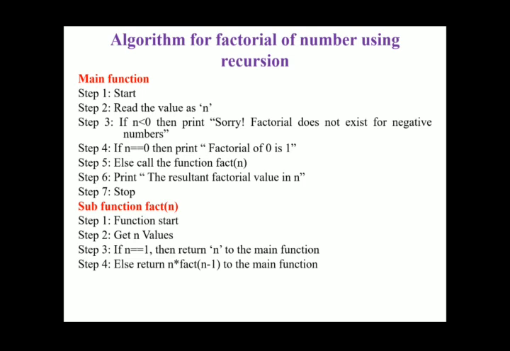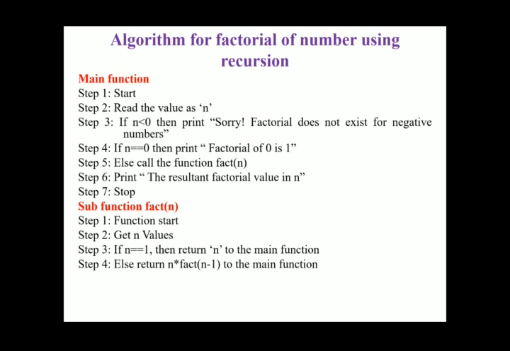Step 1 begins with the word start. In step 2 we need to get an input value to find the factorial, and the input value is assigned to the variable n. We all know the basic logic to find the factorial: if the value is a negative number, we can't find the factorial for a negative number. And if the value is 0, the output will be 1. So the same logic is mentioned in the main function.